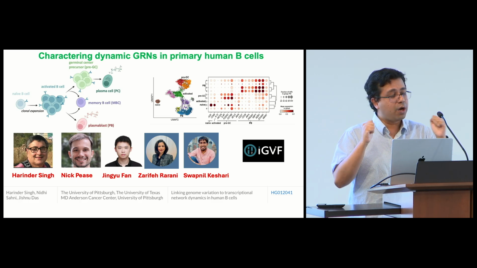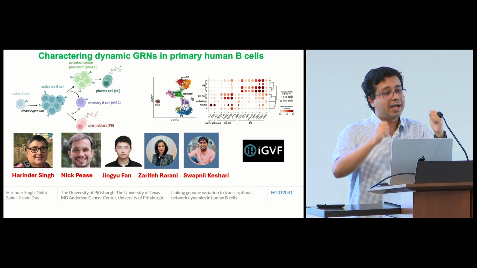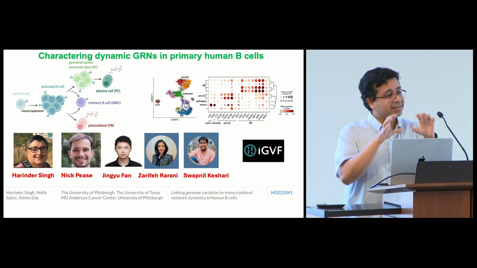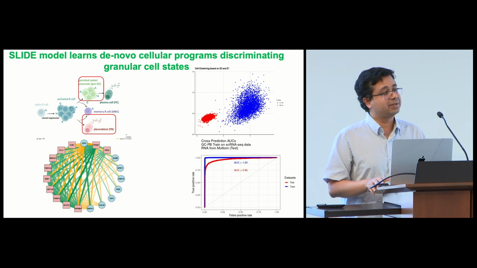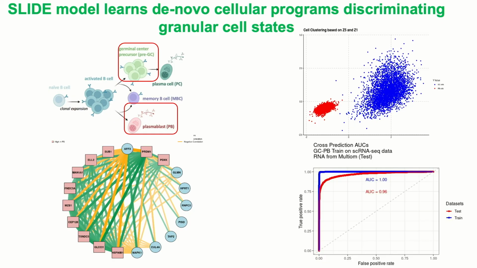And we said, can we now identify cellular programs and gene regulatory network circuits that are discriminating these? So the SLIDE model learns de novo cellular programs discriminating granular cell states. Here I'm showing you the GC versus PB model using really one standalone significant latent factor and one interaction. We can almost completely separate these. This is a very nice property.